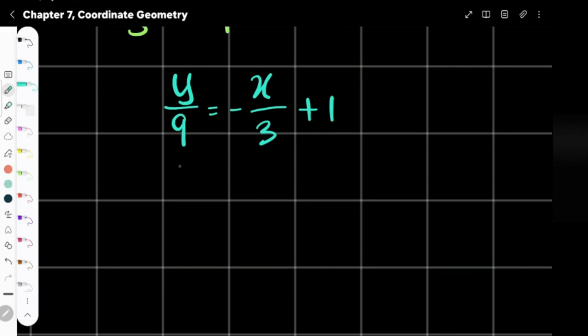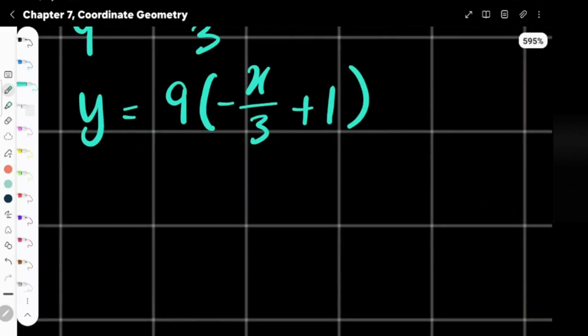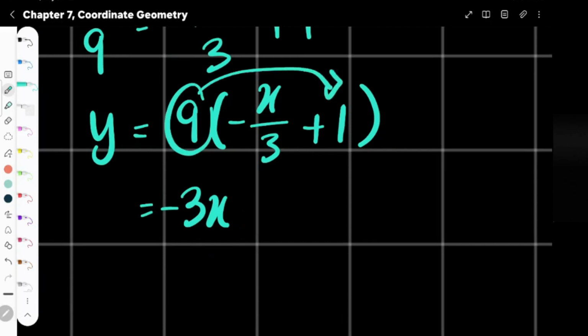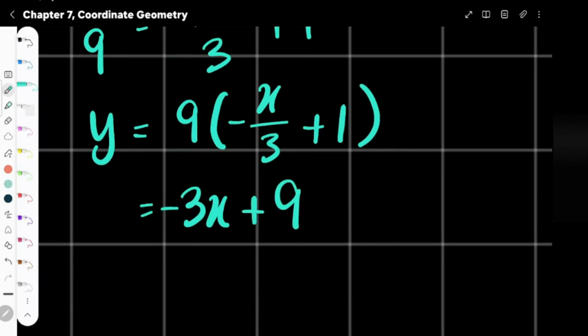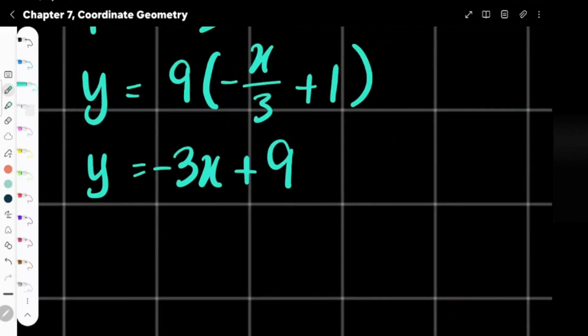So for you to do that, let's do one by one. So 9 times negative x over 3 plus 1. So 9 times negative x over 3 will become 9x over 3. But can you cancel out? Yes, of course. This will become 1, this will become 3. So it will be negative 3x. So far very easy, right? 9 times 1, 9. And then y. Tada, you have your first equation.